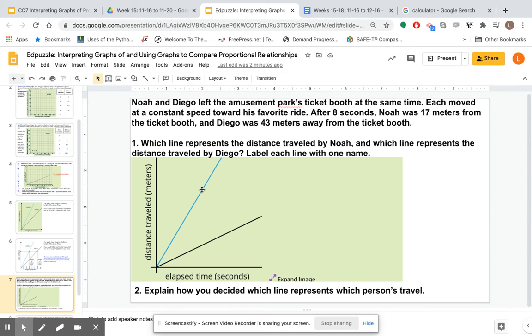So we're going to label each line. Which one is Noah? Which one is Diego? We don't know, right? By the way, pay attention to the graph right here, okay? The elapsed time, as more seconds go by, it's going to go to the right. And as you go up higher and higher, this is the amount of distance traveled increasing. So the higher you go, the more distance that has been traveled, okay? So whatever line we choose, if this is Diego or Noah, we have to label it, but we also have to explain why we decided that the line represents that person's travel, okay?